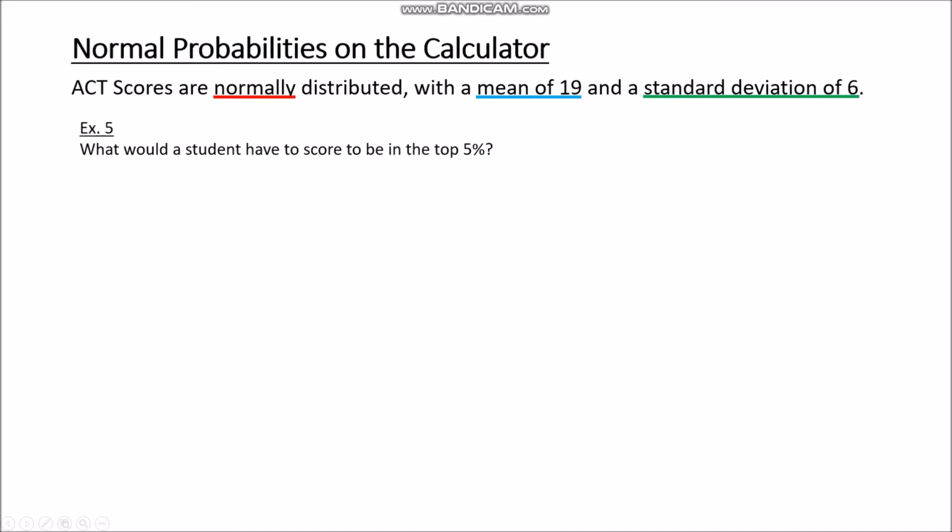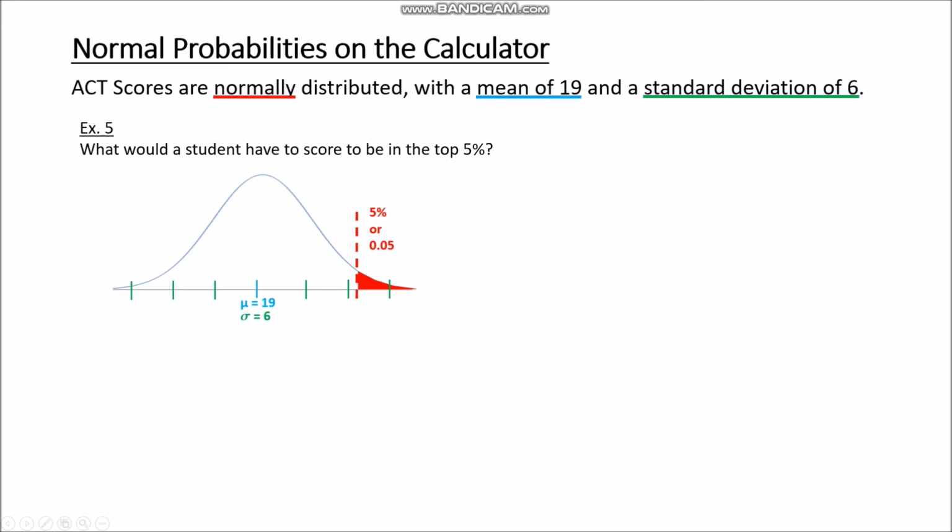What would a student have to score to be in the top 5%? So it's still the same normal distribution, mean of 19, standard deviation of 6. Well, let's draw out what we have. We know our normal curve, we know our mean is 19, and we know our standard deviation is 6, so our increments are 6. Now, top 5% would be where on this graph? Would it be on the left end, the middle, the right end? Yeah, top 5% is going to be over here on the far right. So it's this far right tail. These are the highest scores. So this is somebody that scored really high.